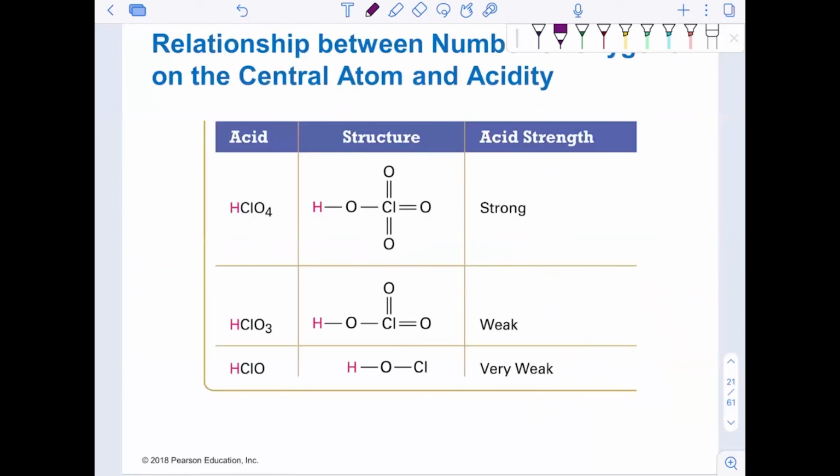The more oxygens you have, the more resonance you will have in the conjugate base. And so those more oxygens, 3 versus 2 versus nothing else attached in that very, very last one. We see more oxygens, more resonance in the conjugate base, stronger the acid. Awesome.